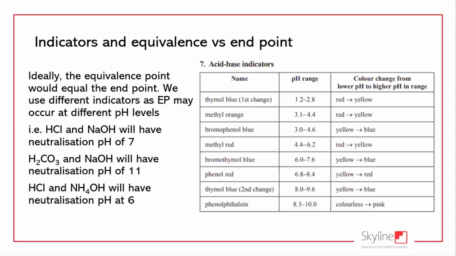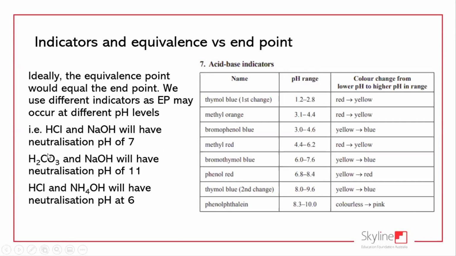But because we don't, different acids and bases will react to different pH levels, essentially, we need to use different indicators as the pH of the endpoint may differ. The pH of the equivalence point may differ, and therefore we need to have indicators that represent the endpoint properly. Okay. For example, we have hydrochloric acid and sodium hydroxide, very strong acid, very strong base. When you put them together, they will neutralize at a pH of 7. Therefore, we're going to be using, usually, an indicator that changes color around 7.